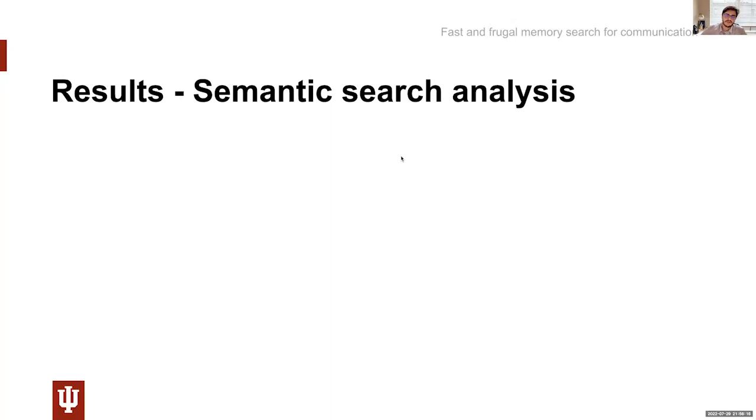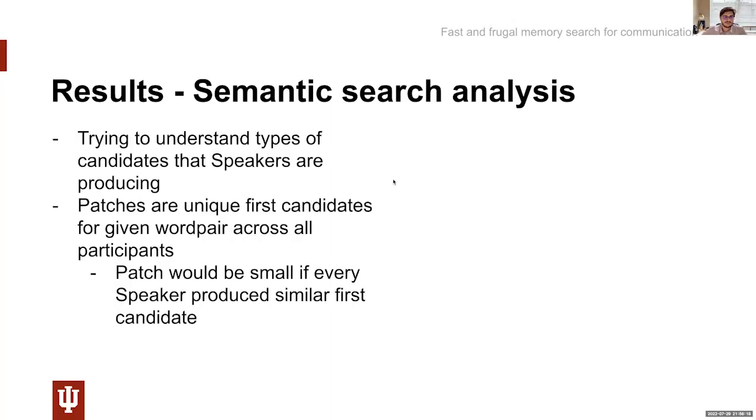Now we can talk about this semantic search analysis and what this truly means. We're trying to understand the types of candidates that the speakers are producing, so the ones that are producing the clues for the guessers to produce the word pair. We constructed these things called patches. These patches are the unique first candidates for the given word pair across all participants.